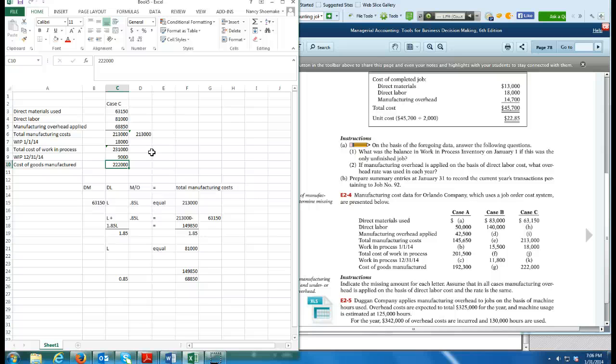Now the only thing that makes this problem just a little trickier is that you have to use a little bit of algebra because you've got two accounts that you need to answer for, but you understand the relationship between those accounts. So you just need to use an algebraic equation there to figure that out. So there you go for exercise 2-4.